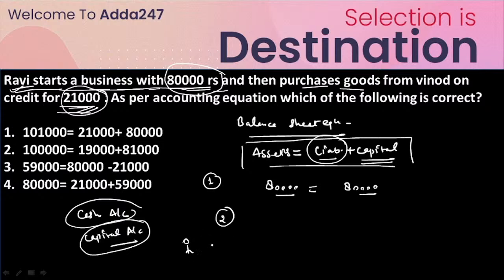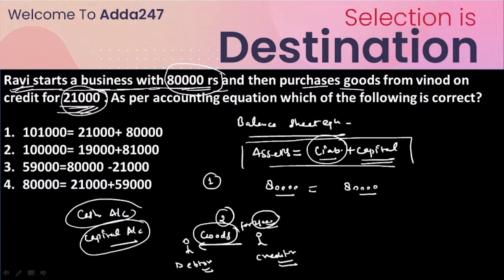Suppose that I purchase goods on credit from this person. So this person will be known as a creditor, and I will be known as a debtor. Okay, and I purchase goods on credit for 21,000 rupees. So if I purchase goods for 21,000 rupees from this person, that means this 21,000 rupees will be the liability for the company, isn't it? This 21,000 rupees will be the liability for the company, and what I purchase is goods.